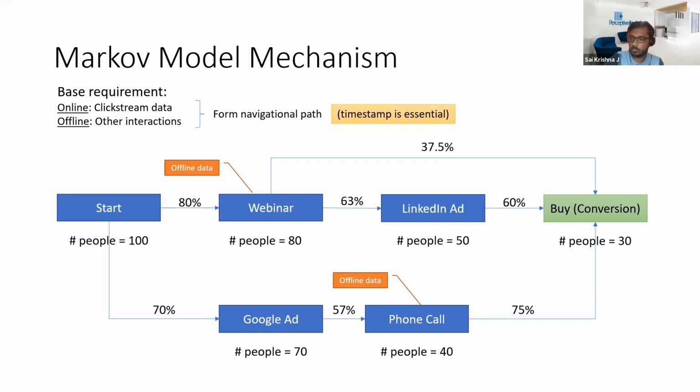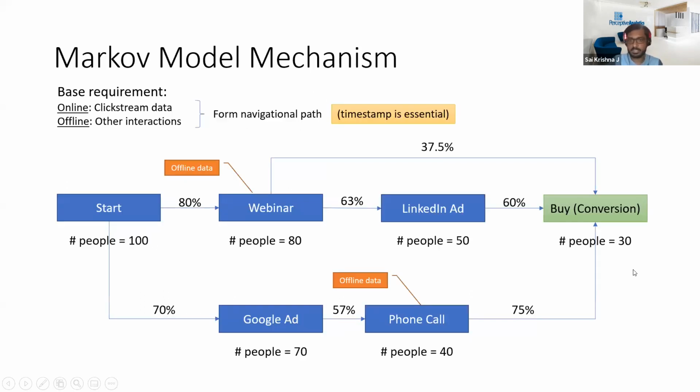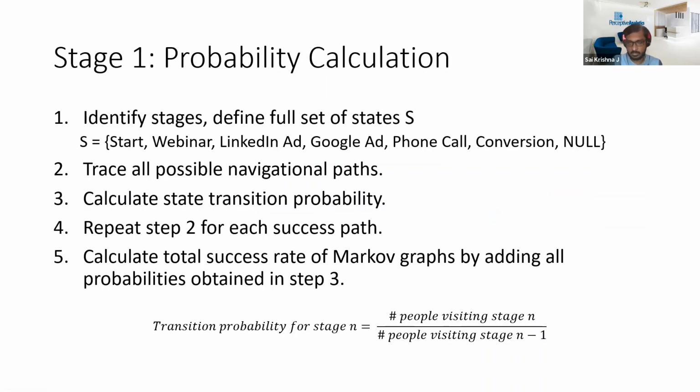Okay, let me move on to the next one. So the first stage, like I said, is the probability calculations. So you identify the stages and define the full set of states. So starting state, then the webinar, LinkedIn ad, Google ad, phone call, or conversion or purchase. And then there's also a null state, which I haven't put here. This null basically means, out of the 50 people, we are saying 30 people purchase the product, right? But what happened to the remaining 20? So that would go to the null state. So just for a mathematical representation, you form this universal set where you also include this null value.